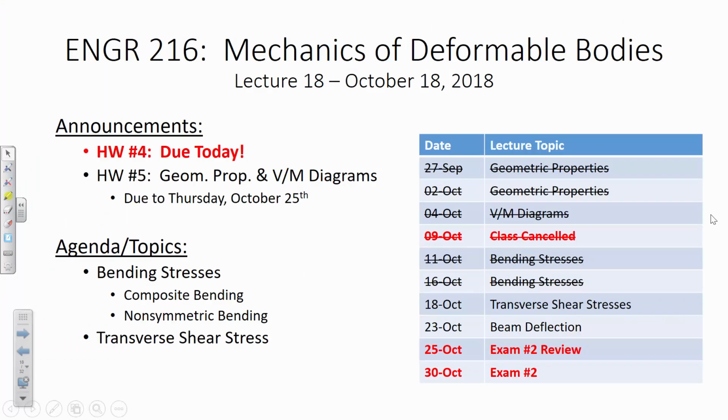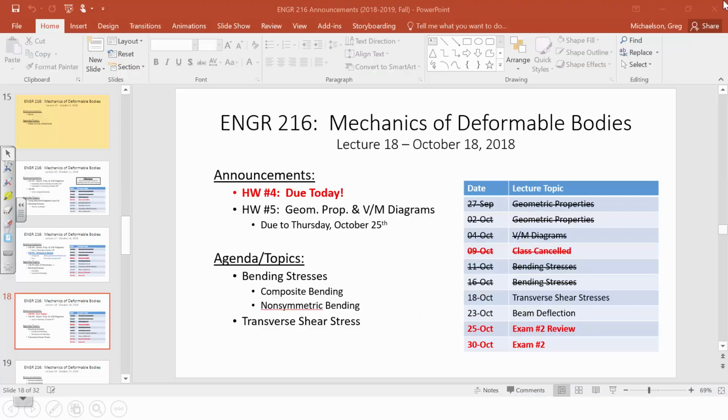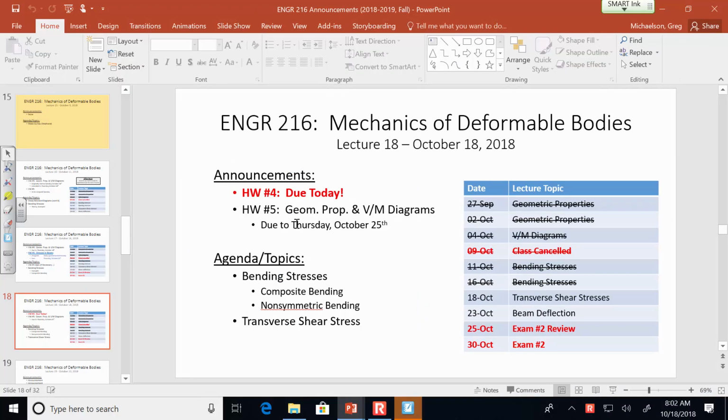Okay, let's get started. Let me get the sign-in sheet passed around. So a little bit of housekeeping. You all know that homework 4 is due today. Homework 5, that title's wrong. That's supposed to be stresses and beams. It's going to bug me. I'm going to go ahead and fix that now.